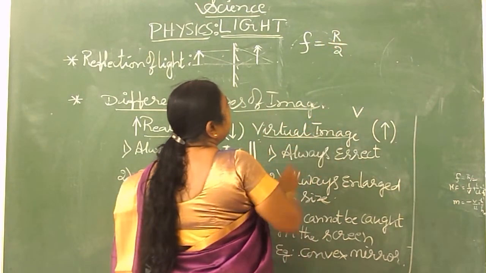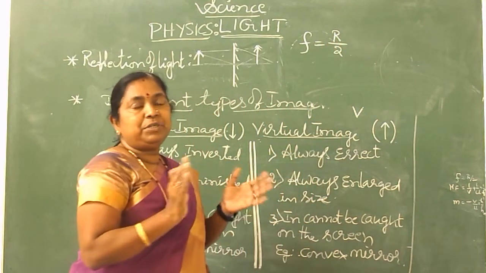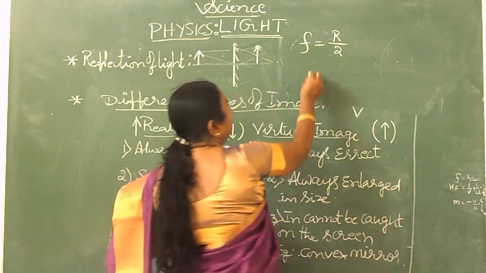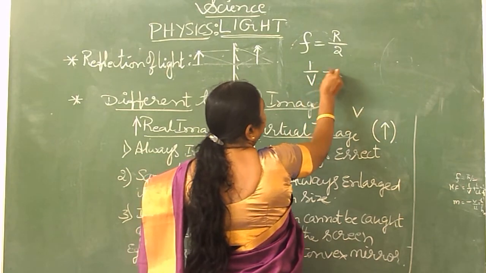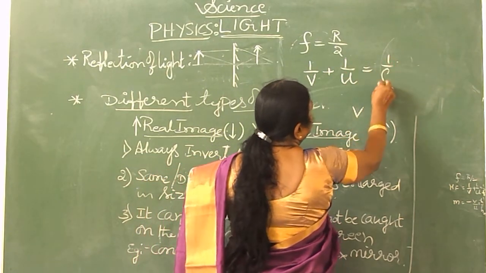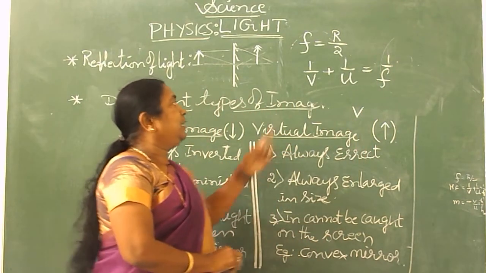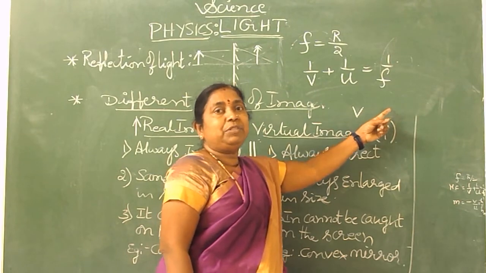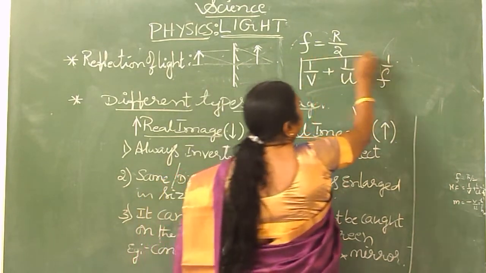Then the relationship between object distance, image distance and focal length is how? See, the relation between the image distance and the object distance always gives the focal length. So the result is 1 by v plus 1 by u is equal to 1 by f. This is called the mirror formula.